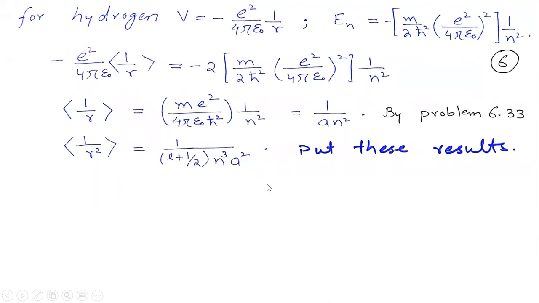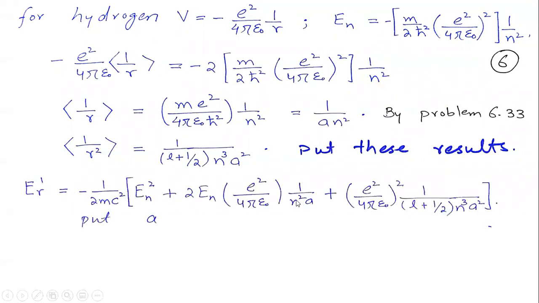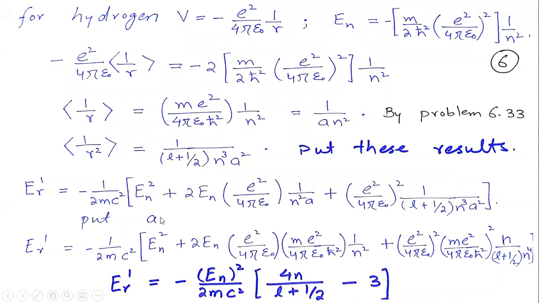We need these two expressions to put into the first order correction. Now this is the first order correction, and here we have the expectation value of 1 over R, where I put 1 over A n square, and here we have 1 over R square, where I use 1 over L plus one half, times n cube A square. So by using the value of A, this is the value of 1 over A, you will be able to simplify this long expression.